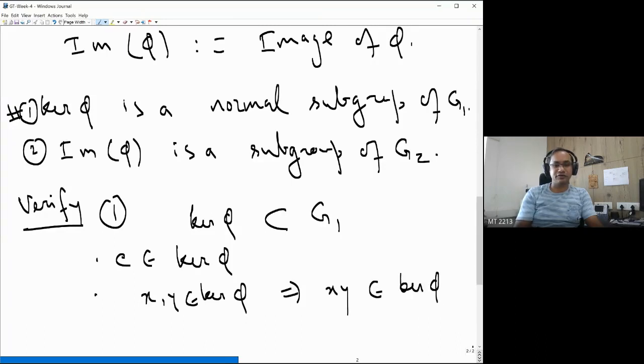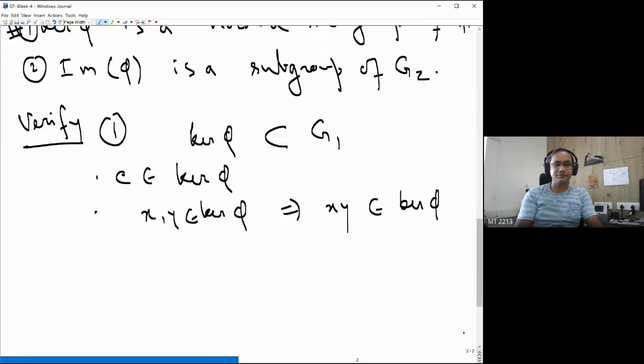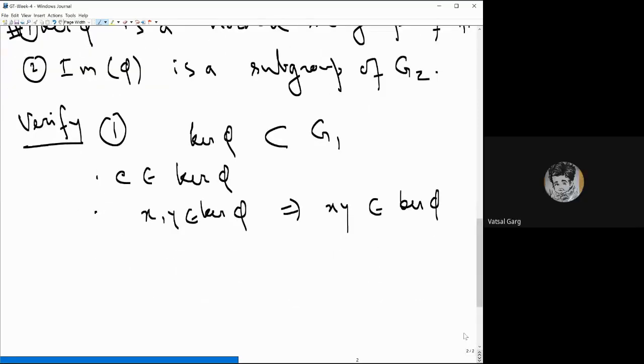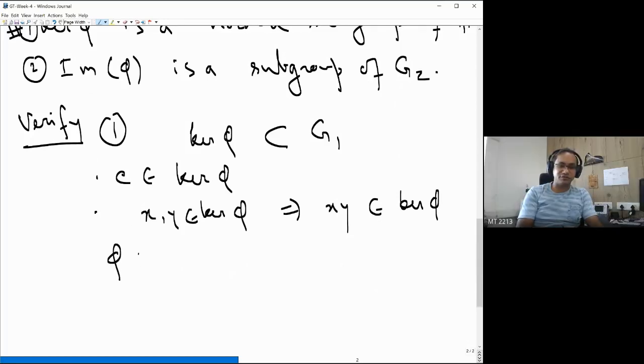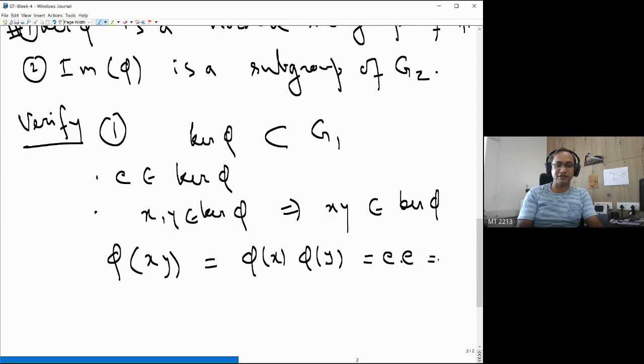How do we verify that? I would use the definition of homomorphism. I have to look at phi of xy, but the definition of homomorphism says that I can write this as phi of x times phi of y. I know x and y are already in the kernel, so phi of x is the identity and phi of y is also the identity. So this is identity times identity, which is just the identity.